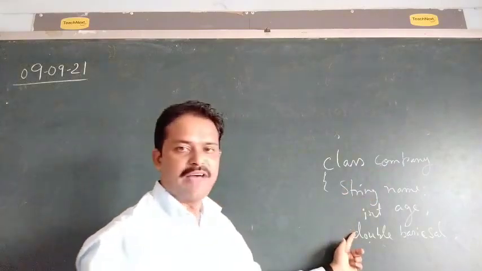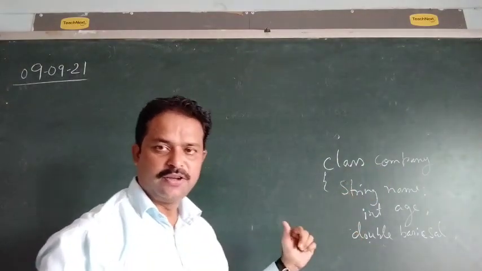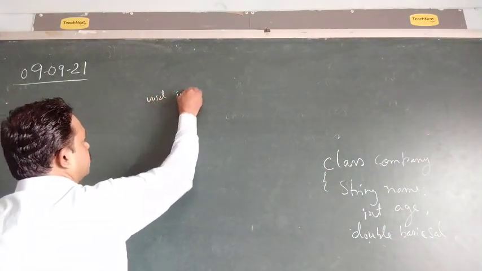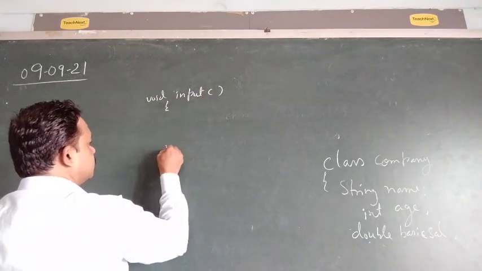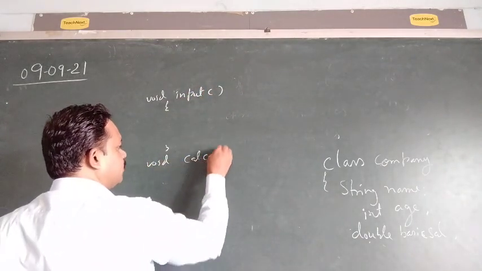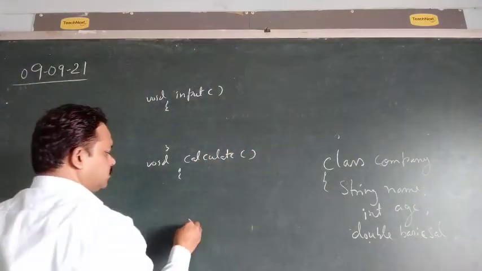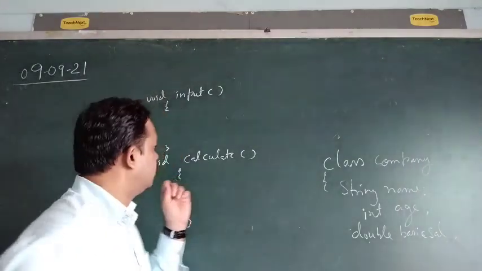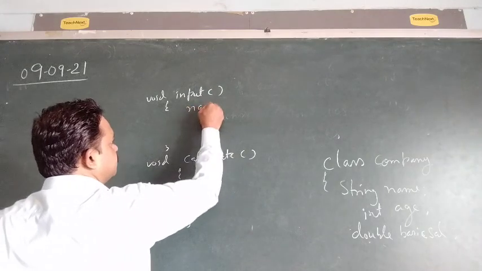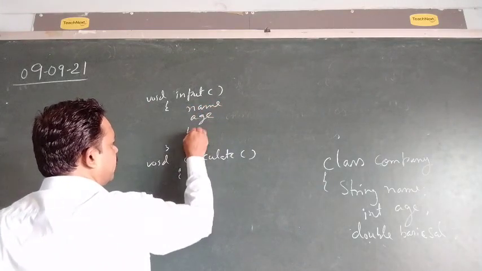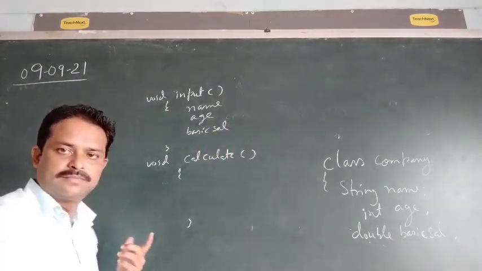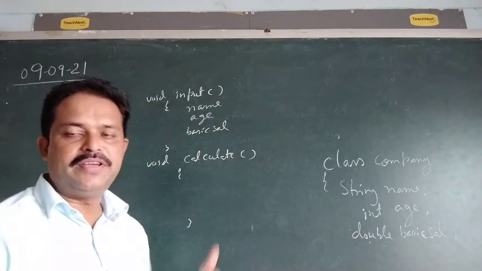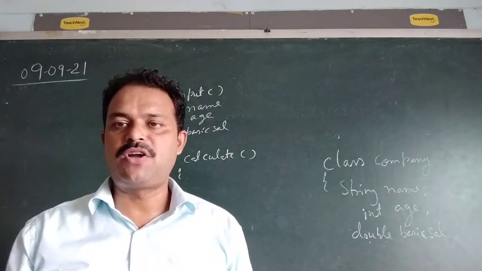Class company, the variable which I have defined is nothing but the characteristic with respect to the real world. And now I am going to make a function here, void input. Another function, void calculate, which will calculate 2% of basic salary. In input, I am taking name, age, and basic salary. So the functions which we are making inside the class are nothing but the behavior of an object.